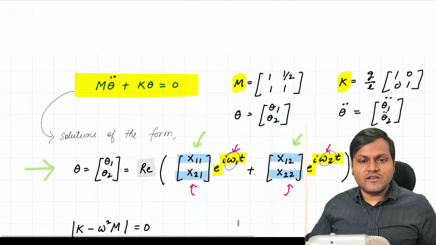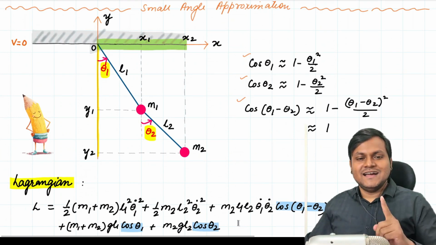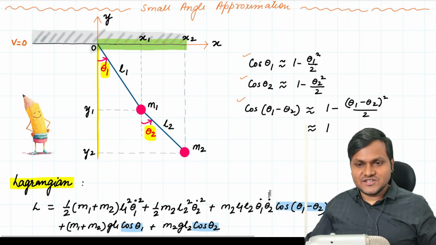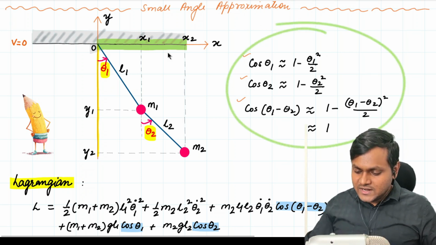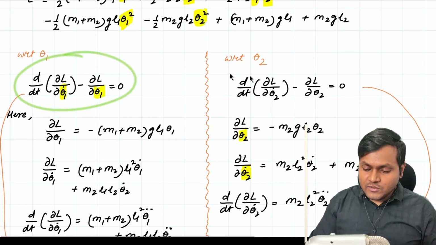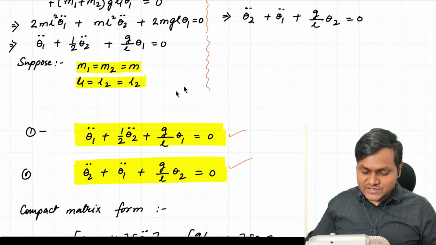So a very quick revision. We started with the double pendulum, but with the Lagrangian. We obtained the Lagrangian in the previous video. Here we started with the Lagrangian. We applied the small angular approximations, right? And then we modified the Lagrangian. We applied them to the Euler-Lagrange equations with respect to theta 1 and theta 2. From here, we obtained the equations of motion.